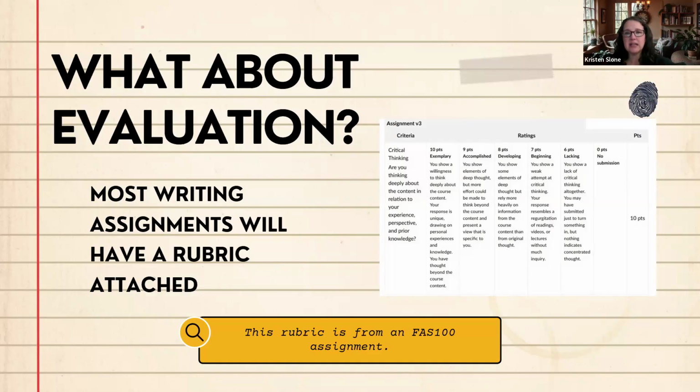And then it delineates if you show a willingness to think deeply about the course content, if your response is unique, drawing on personal experiences and knowledge, if you have thought beyond the course content in your response, you get 10 points. That's considered an exemplary aspect. Let's go down here. If you don't turn it in, it's 0 points.